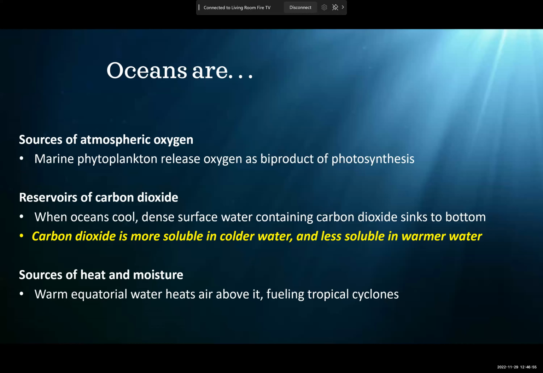So, sources of atmospheric oxygen. Marine phytoplankton release oxygen as a byproduct of photosynthesis. This one is important to remember. The greatest source of oxygen on the planet is marine phytoplankton, not the trees in the Amazon. They are not the lungs of the planet. The lungs of the planet are little itty bitty phytoplankton hanging out in the ocean.